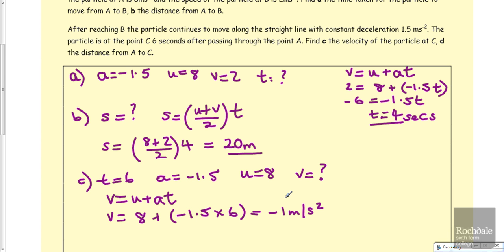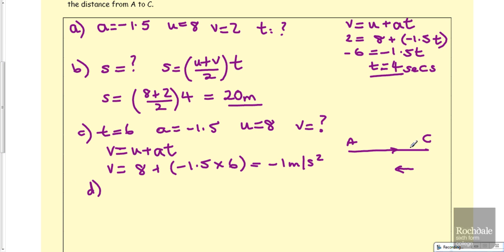Okay, now what does minus 1 actually mean? Well, if you're moving along a line from A to C, which is what we were talking about when we're doing the question, we've got a velocity of minus 1. What that means is that the particle has actually started moving back in the opposite direction. So it's actually moving back towards the point A. So a negative number means you're going in the opposite direction to where you were going initially. And you'll learn a little bit more about that when you do vectors. I've actually started drawing some vectors there to represent that situation.